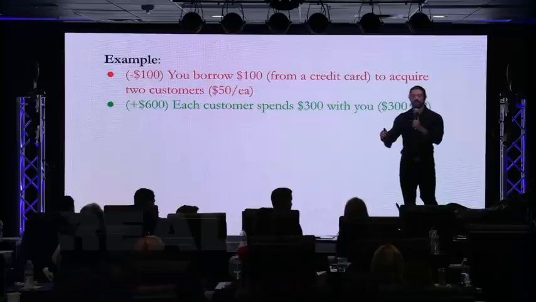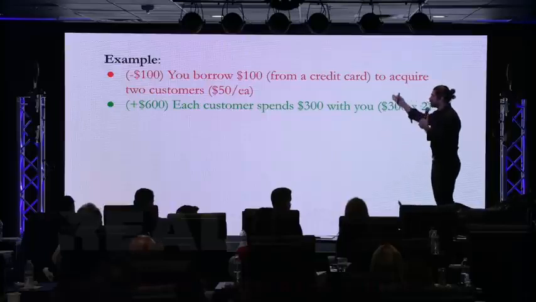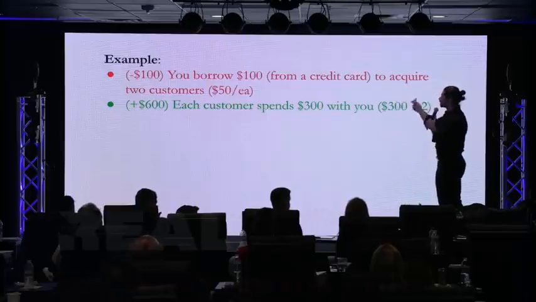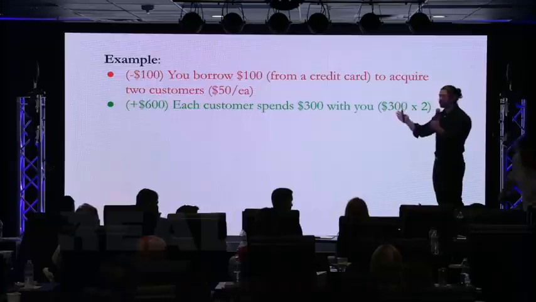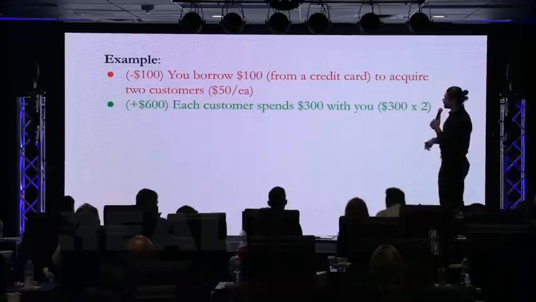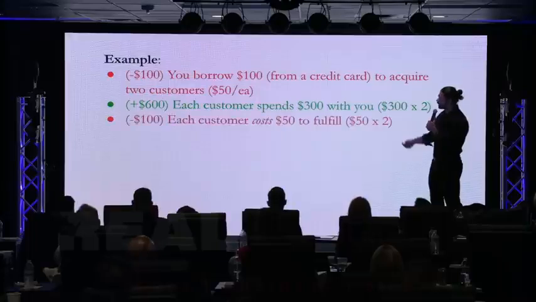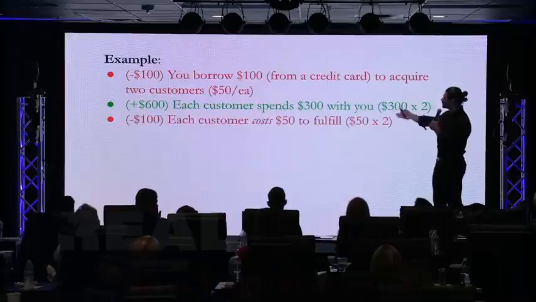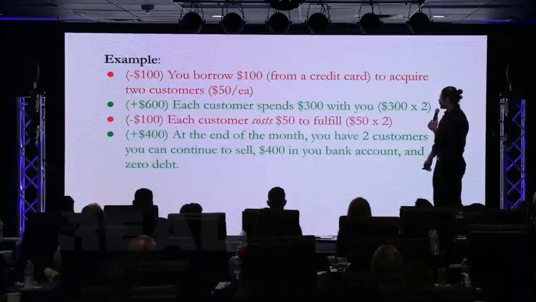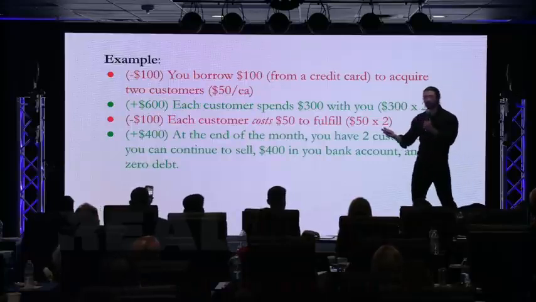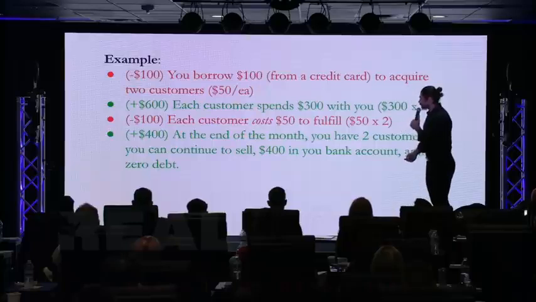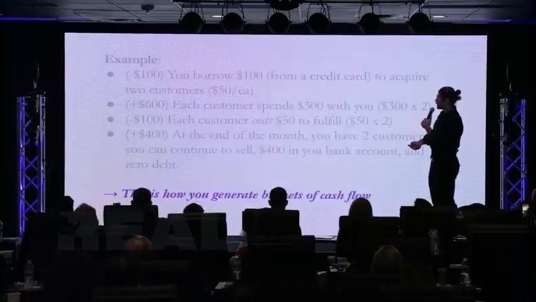I'm drilling this one in because it's really important to understand how this concept works. So you borrow $100 from a credit card to acquire 2 customers at $50 each. This is a hypothetical. 2 of those customers each spend $300 with you. So you make $600. Now you're up. But you still have to fulfill the customer. So it costs you $50 each, $100 total. At the end, you have $400 plus, you have 2 new customers, and you can continue to sell to those. And you have $400 in your bank account. What this looks like visually, this is how you generate buckets of cash.